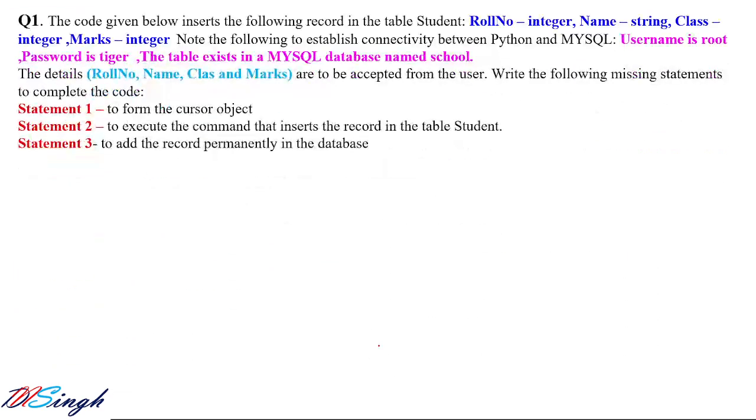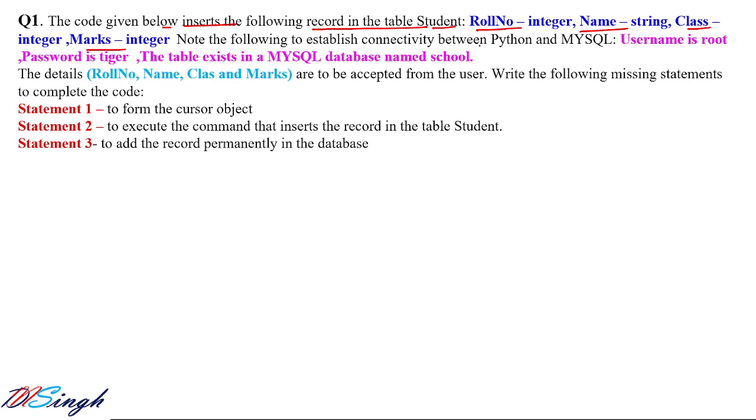So our first question is like this: the code given below inserts the following record inside the table called student. So the name of the table is student. What will the record contain? Roll number, name, class, and marks. So these are the four things that our record consists of.